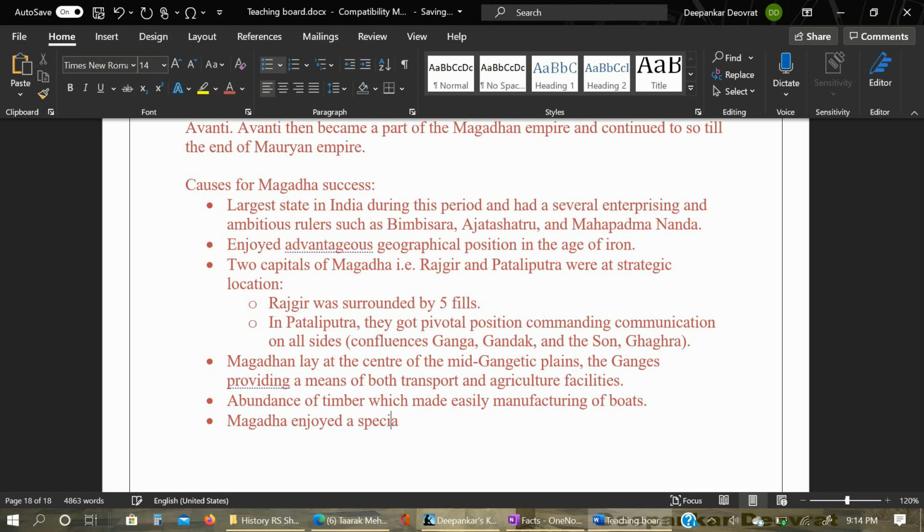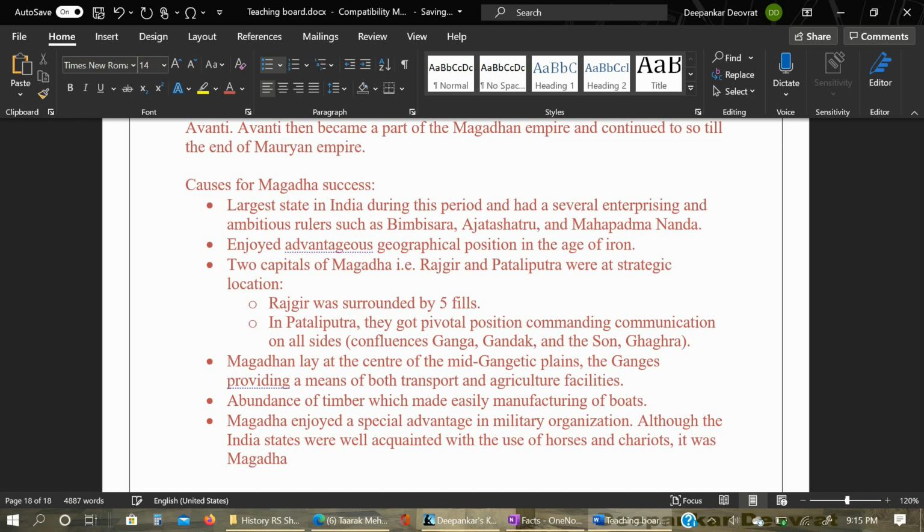Magadha enjoyed a special advantage in military organization. Although the Indian states were well acquainted with the use of horses and chariots, it was Magadha which first used elephants, supplied from the eastern part of the country, on a large scale in the wars against its neighbors.